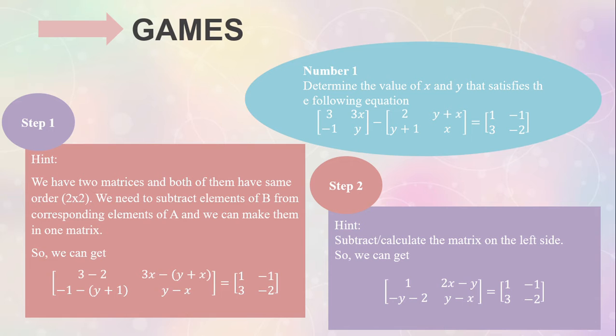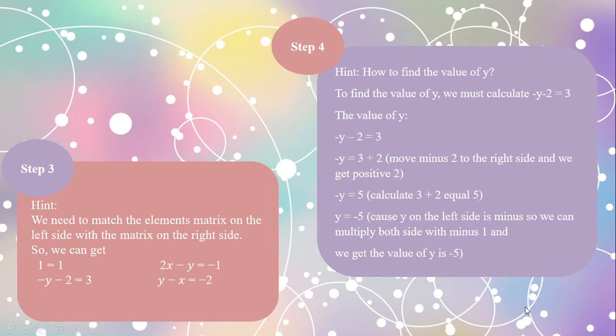For step 2, we need to calculate the matrix on the left side, so we can get 1, 2x subtracted by y, minus y subtracted by 2, y subtracted by x is equal to matrix 1, minus 1, 3, and minus 2.